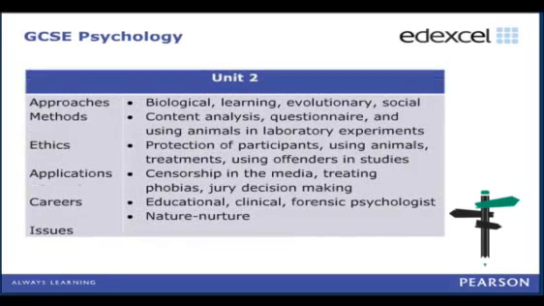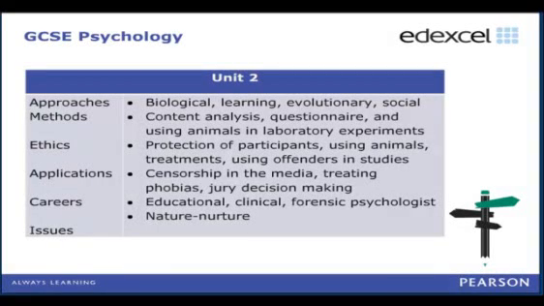And then Unit 2, to follow the same sort of pattern through, we've got biological, learning, evolutionary and social approaches to give them a breadth. We've got content analysis, questionnaire, and using animals in methods. We've got some different ethical principles, the protection of participants and so on, as you can see there. The applications are censorship, treating phobias, and jury decision-making, and the careers, EdPsych, clinical psychologist, and forensic psychologist. And the issue is nature-nurture. That makes sense when you put that back into the topic questions.